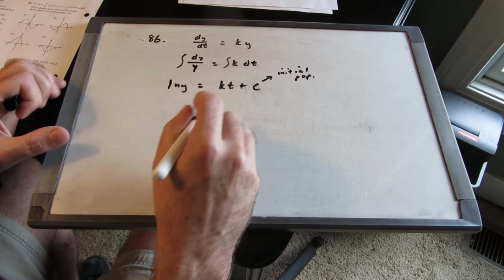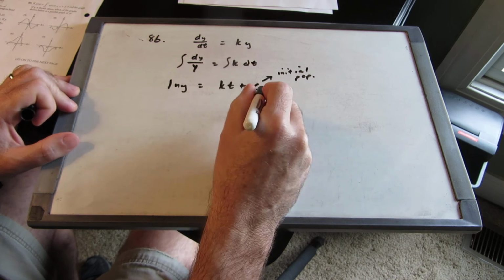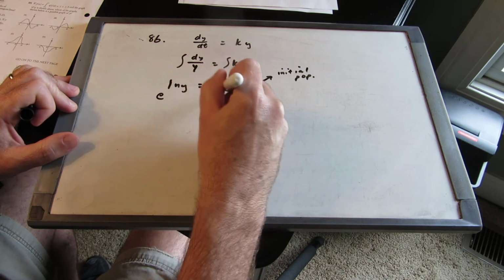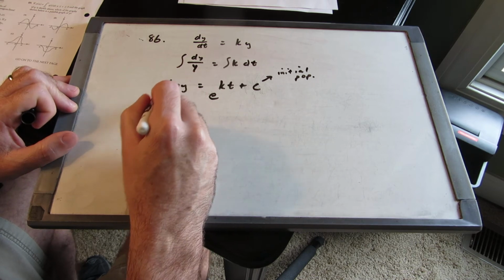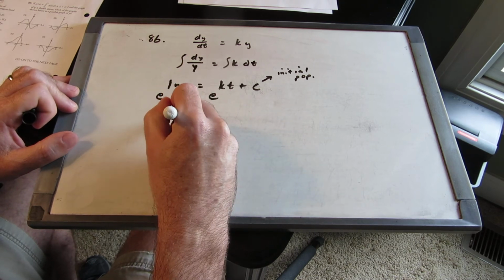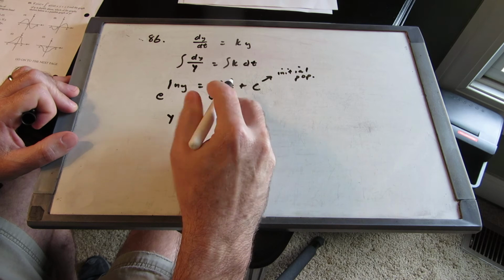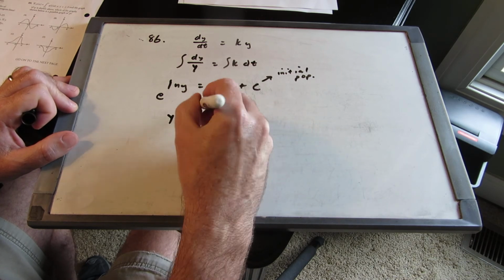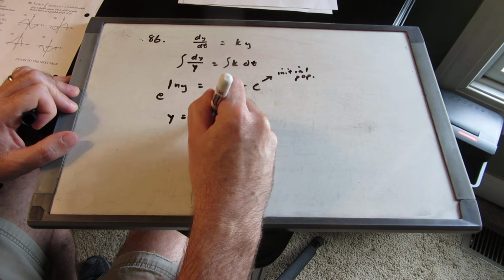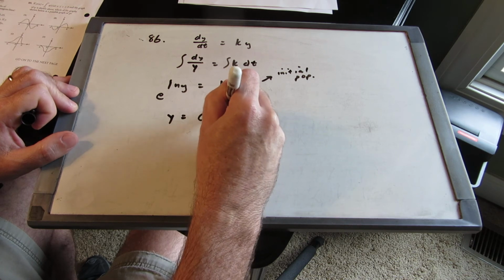Alright, so what you want to do to solve for y is exponentiate both sides. I think you probably remember us doing that. Well, that kills the e, and the natural log cancel each other out, and now you've got an equation for y. y is equal to e to the kt plus c, but you might remember, I hope you remember, you can bring that c out front. So y equals c e to the kt.